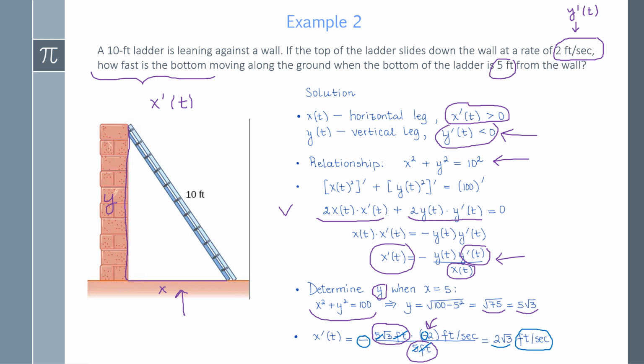That's how fast the horizontal distance is changing. At which time? When x is equal to 5, right? Okay, so that's what's happening here. And notice how that rate of change agrees with this fact right here that x' is greater than 0. Okay, so take the time to carefully go through this solution, making sure that every step is clear. And if you have any questions after reviewing this problem, definitely let me know.